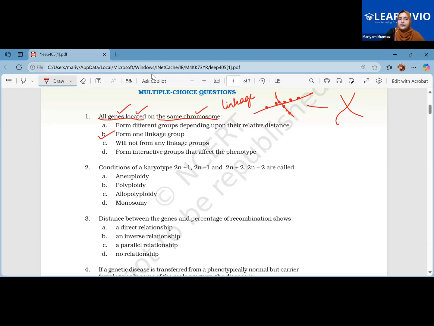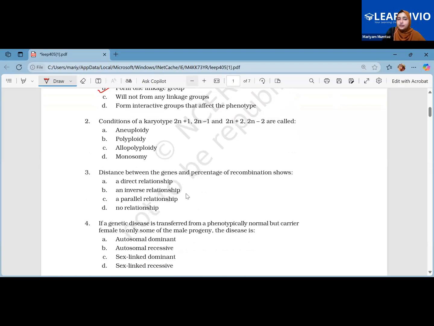Yes, ma'am. Okay. Question number 2 is the karyotype. Karyotype is the way the nucleus has the genetic material present, right? They are saying 2n plus 1, 2n minus 1, 2n plus 2, and 2n minus 2. These situations, where do you see them? In which kind of chromosomal abnormality? That is aneuploidy. Very good. Aneuploidy, right? This one is the example. Do you remember any disease associated with this?